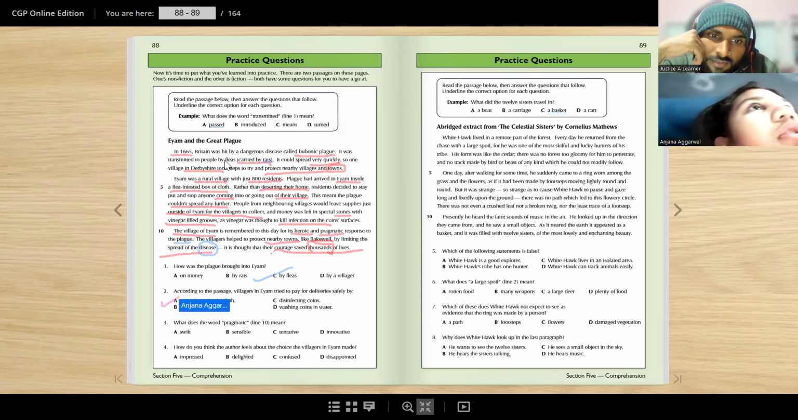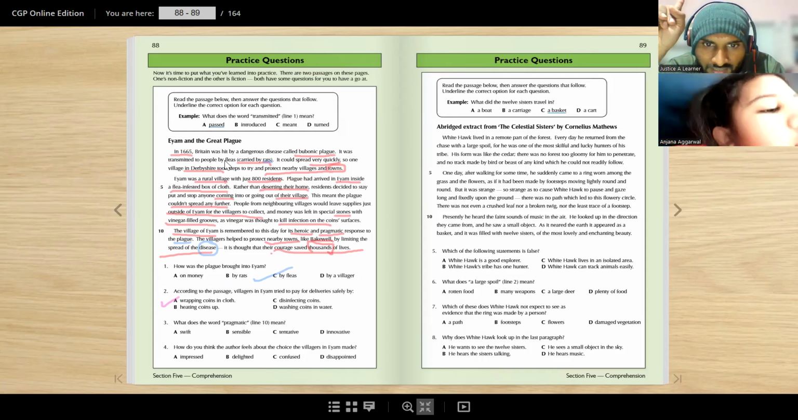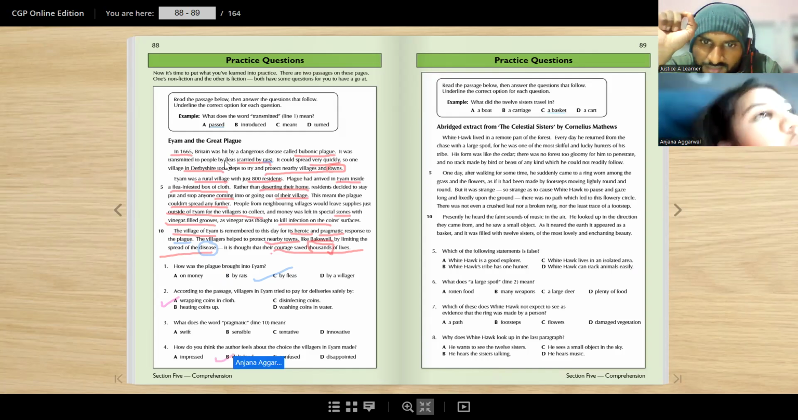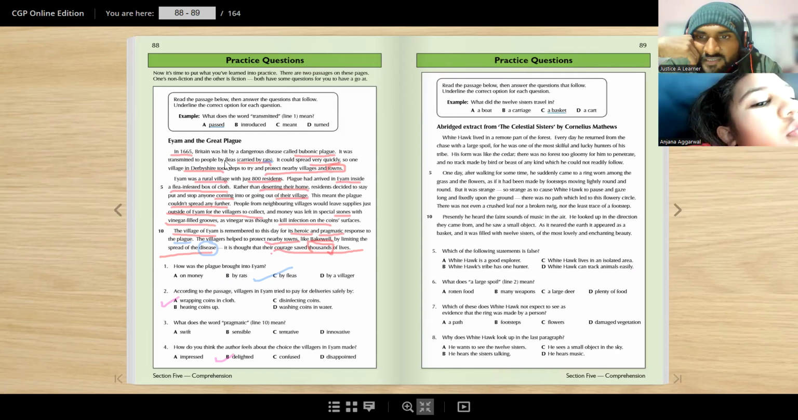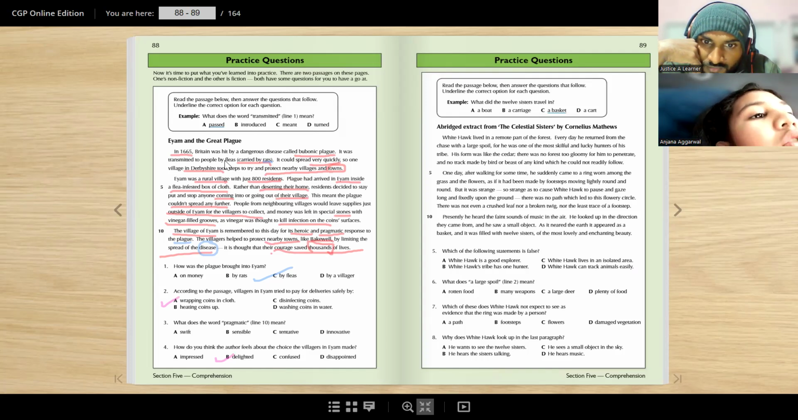Is this correct? Second one, wrapping coins in cloth. How would you pick that answer? According to the passage, villagers tried to pay for deliveries safely by... Use the technique which we read on the last page. Find the reference in the text. If you find the word deliveries in this, you'll probably find the answer around it.